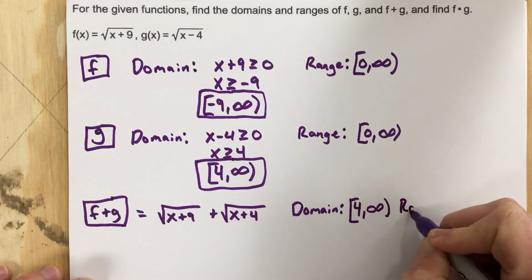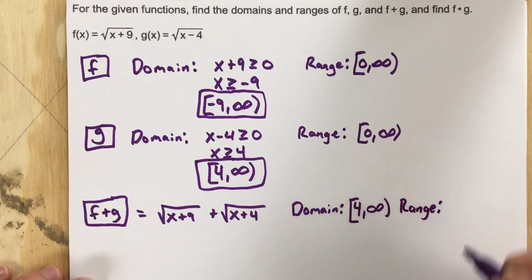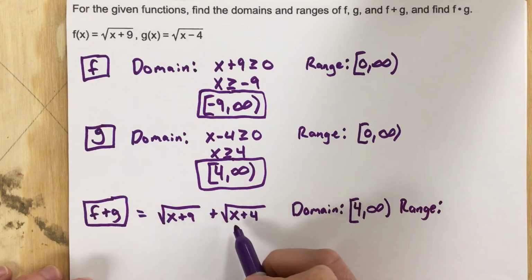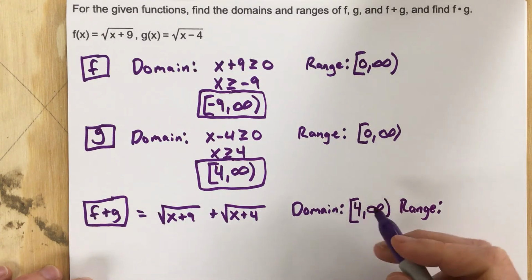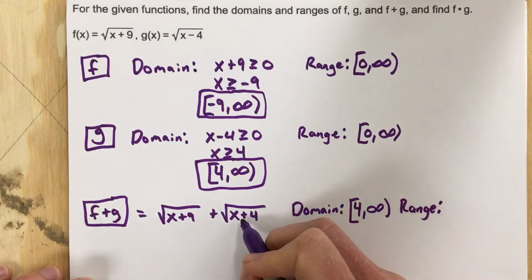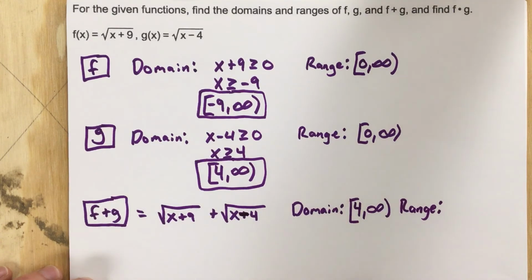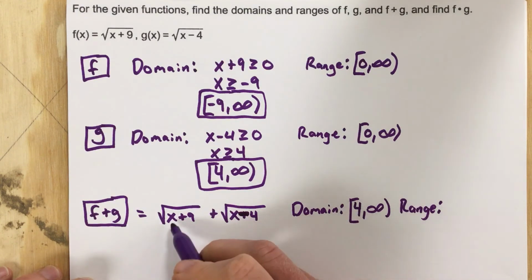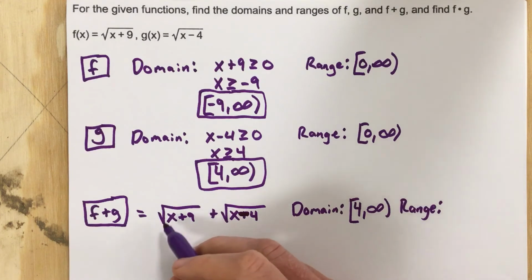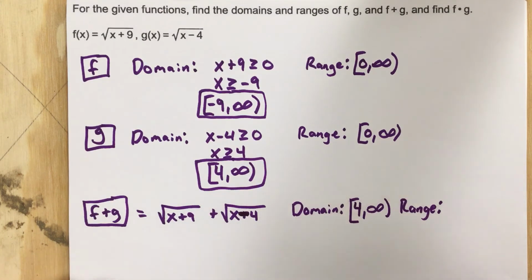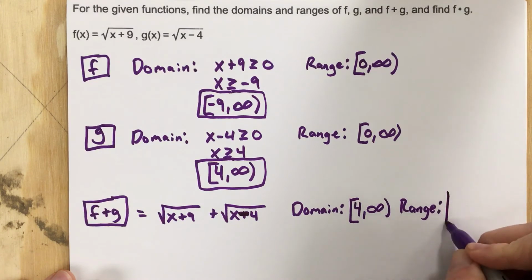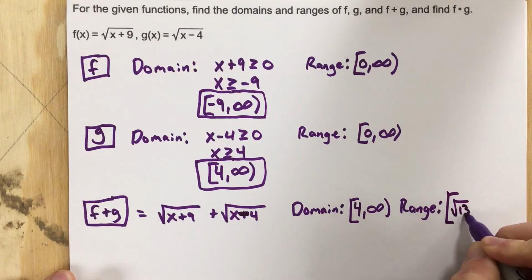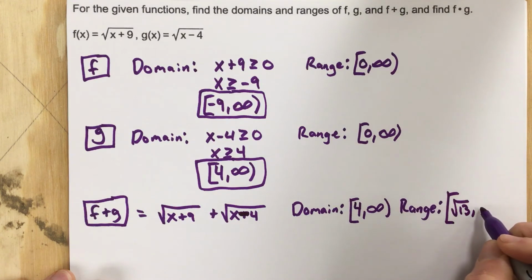What's the range then? Well, to find the range, I just take the smallest x value and plug it in. I wrote this wrong. This should be x minus 4. That's my bad. So when I plug 4 in, I get 4 minus 4, which is 0. And I plug 4 in over here, I get 4 plus 9, which is 13. So I end up with root 13 plus 0, which is root 13. So the range goes from root 13 to infinity.